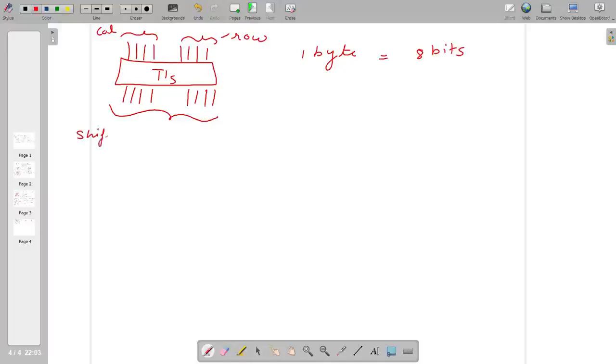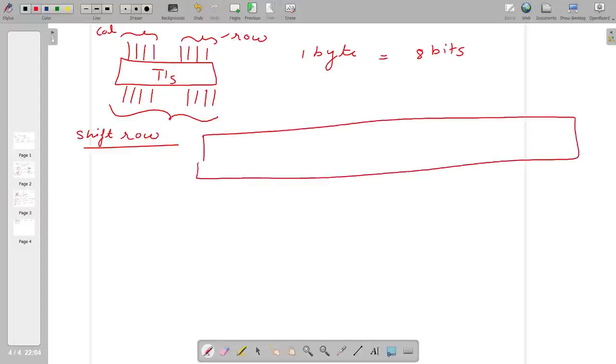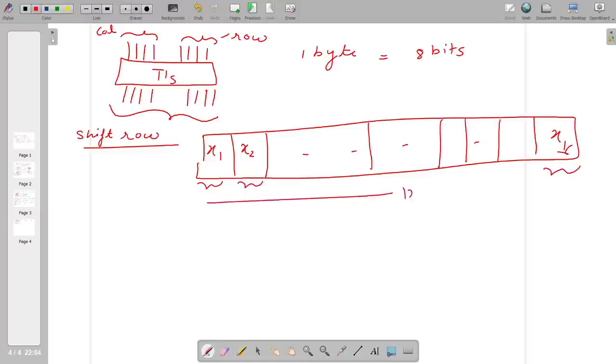In the shift row operation of AES, AES is not bitwise, we write it in state wise operation or bytewise operation. So for example, let's say our plain text is of 128 bits. We divide it into 16 bytes. Let me write it like this. Let's say x1, x2, up to x16, all these are bytes. So 8 bits here, 8 bits here, and 16 into 8 is 128 bits overall.